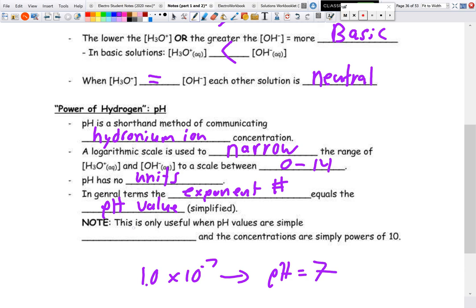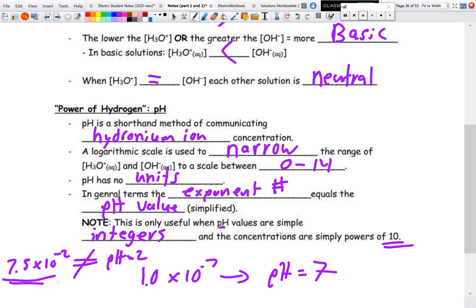Now, this is going to hold true when the pH values are simple integers and the concentrations are simple powers of 10. So 1.0 times 10 to the power negative 7 is a power of 10, right? So we can use this idea as well. Now that means that we cannot say the exact same thing if we get 7.5 times 10 to the negative 2. We cannot say the pH is equal to 2. We can't say that because this is not a simple integer, and it's also not a simple power of 10. So that's what that means. It's only if you get a 1.0 times 10 to the power of something that this whole idea will work.